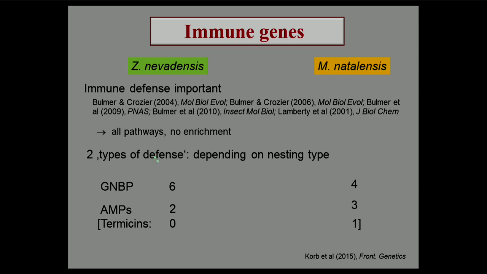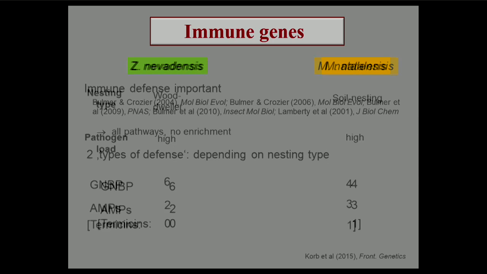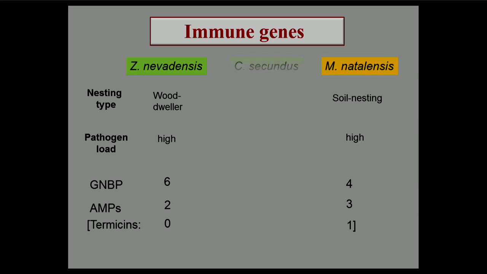So this leads us to expect that GNBPs are important for termites that nest in a nest that is enclosed and separated from the soil, whereas antimicrobial peptides are probably more important in termites that have contact with the soil. From this, we can make some predictions for Cryptothermes secundus. In general, we would expect that immune defense in Cryptothermes secundus is not that important because it has a low pathogen load. But as a wood dweller, we would expect that immune defense is more similar to Zootermopsis nevadensis than to Macrotermes natalensis. So we would expect more GNBPs, but low antimicrobial peptides and few termicins.